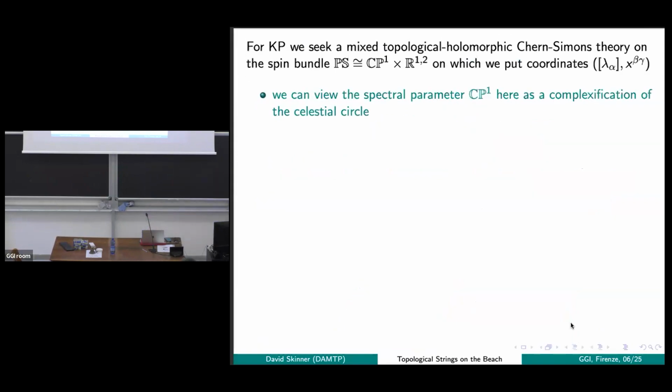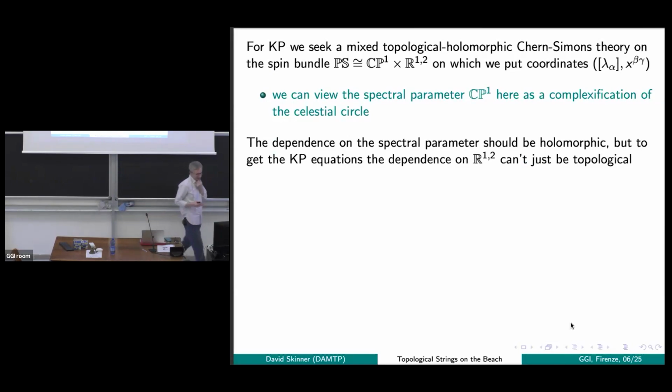Now in our case, to describe KP, we're going to find a similar sort of Chern-Simons theory, again, on the space R^3, where the KP equations live, together with the space of its spectral parameter, the Riemann sphere. I'll give this space coordinates, the x's, which are symmetric in a pair of spin indices. They're, again, my normal three-dimensional coordinates. And then lambda, as usual, will be some homogeneous coordinate on the Riemann sphere. I can view this Riemann sphere as a complexification of the celestial circle. The equator of this Riemann sphere will be the celestial circle in 2+1 dimensions.